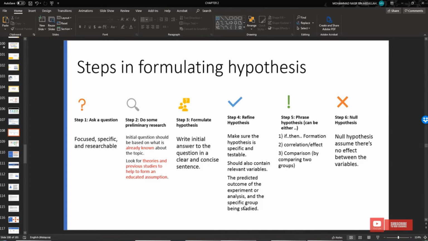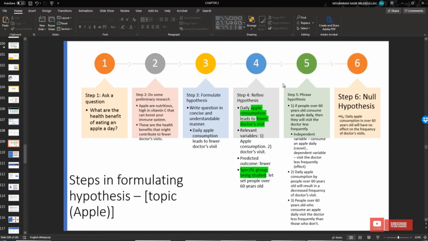First, by using the if-then formation. Second, if you want to test for correlation and effect. And the last one is by using comparison between two groups or more than two groups, right? Let's look at the examples.